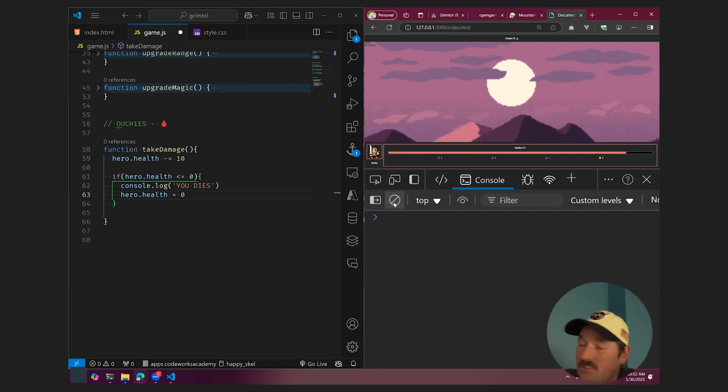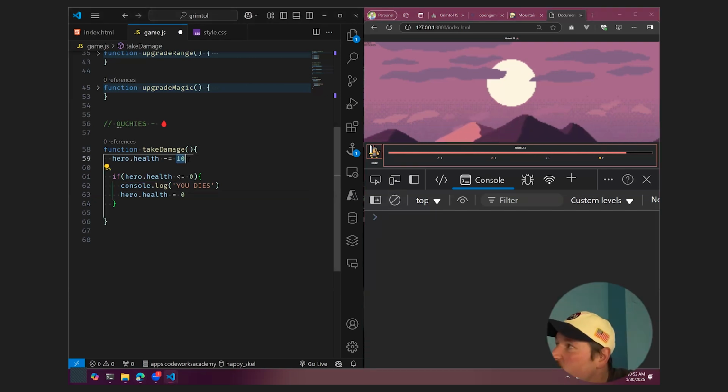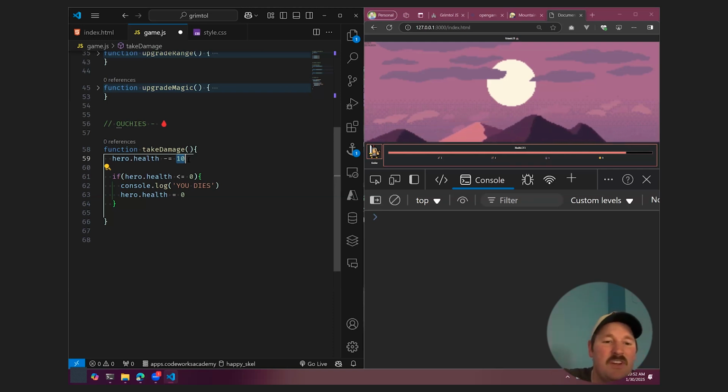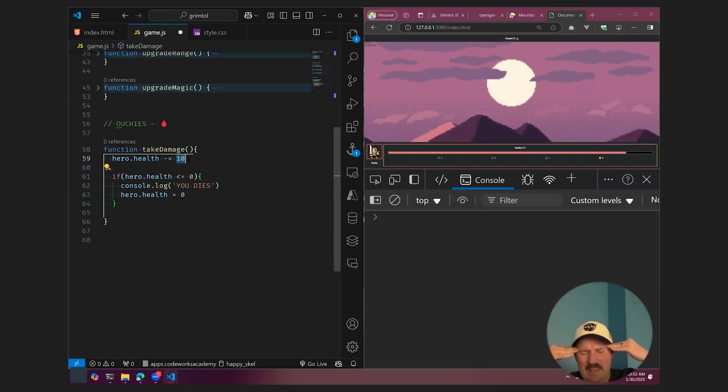Now, we can take damage. Again, this is just a hard-coded number. Eventually, we're going to need some monsters, right? And those monsters are probably going to be the thing that are actually damaging us. And so we're going to need to take into account, like, what is a monster? And do I have a list of monsters? Or do we have just a single monster?